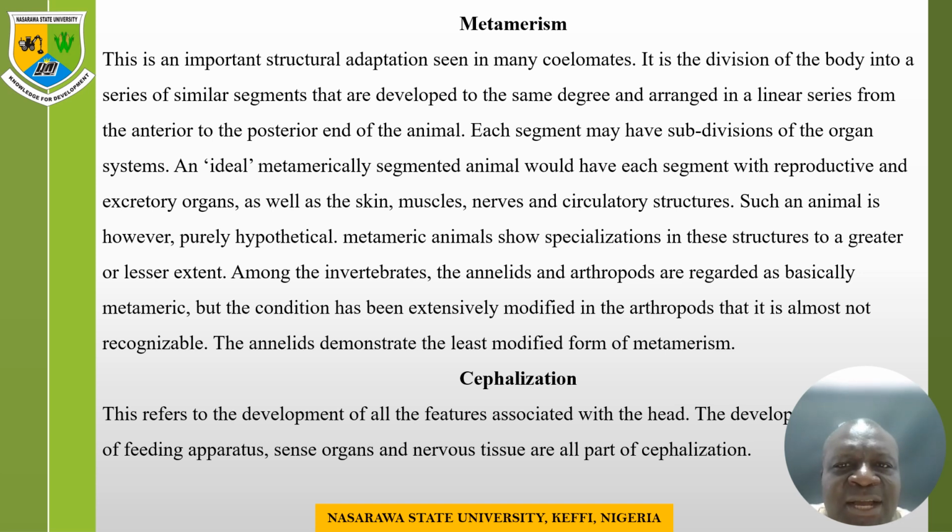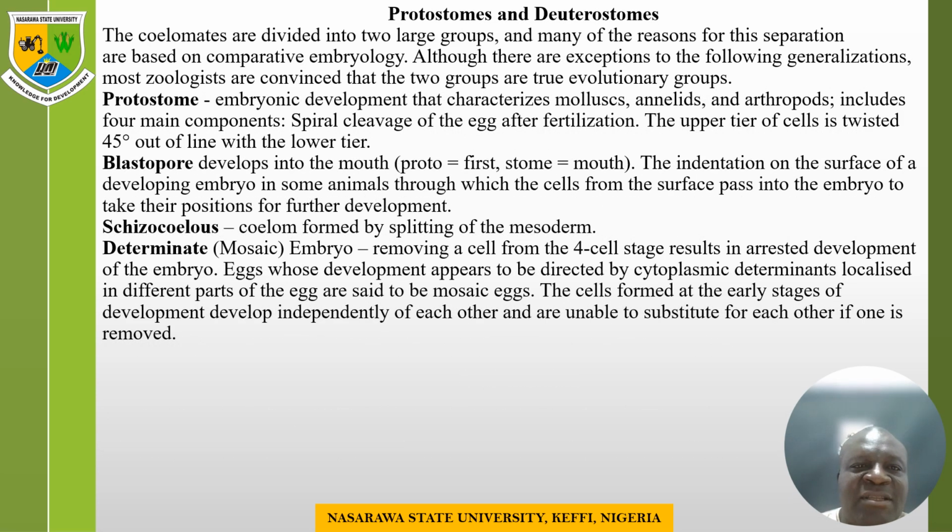that are peculiar to the coelomates. This refers to the development of all the features associated with the head. It also serves as a feeding apparatus. Sense organs, the nervous system, and the tissues are all embedded in this cephalization, which has to do with the head formation of this organism, and it possesses most of the sense organs; the nervous system is found in this region.